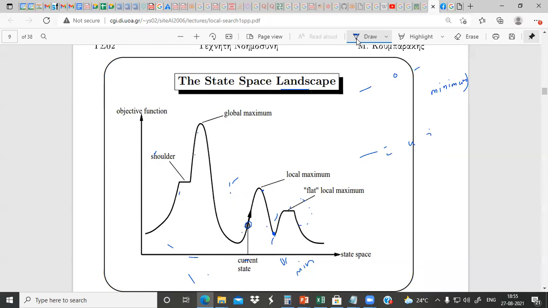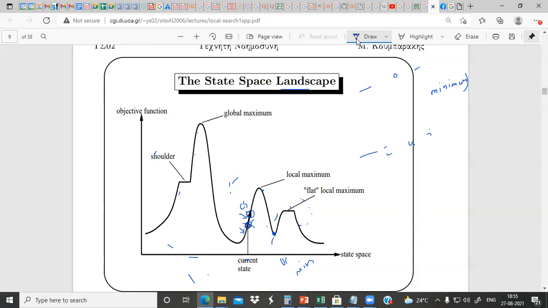So what are its neighbors? This is one neighbor, this is another neighbor. Out of these two neighbors, which has the highest value? This neighbor has the highest value, so it picks up this neighbor. Now it checks the value of this neighbor. Is it greater than the current state? Yes, it is greater, because it's going up. So in that case, make this the current state and discard this.